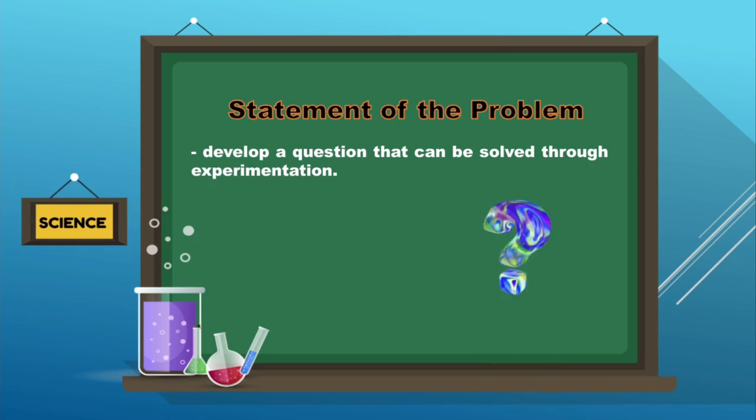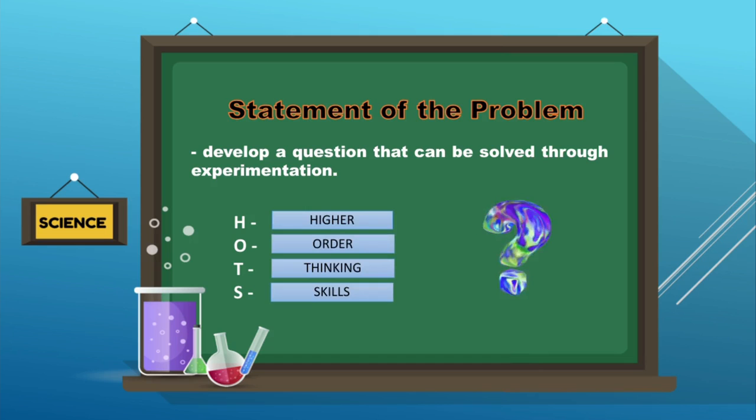Now, how are you going to do that? Of course, you have to understand what a HOT question is. HOT stands for higher order thinking skills. Now, this HOT question is referred to as the ability to apply, analyze, synthesize, reason, comprehend, and evaluate. If the question has the ability to reason, analyze, synthesize, comprehend, and evaluate, then that is a good question.